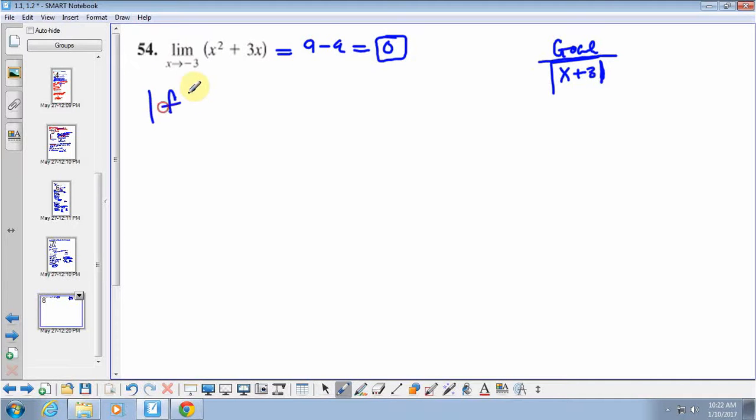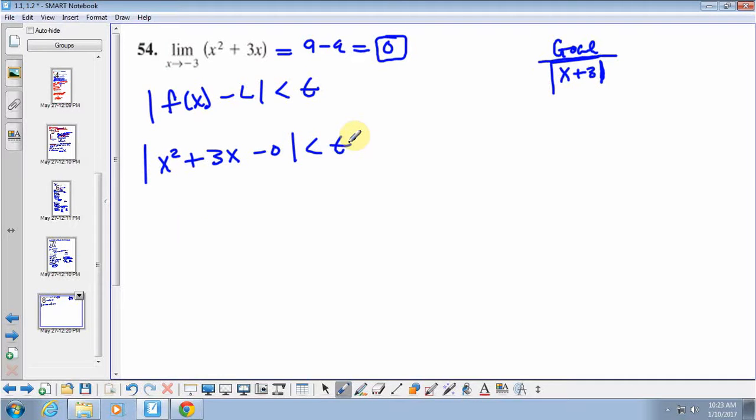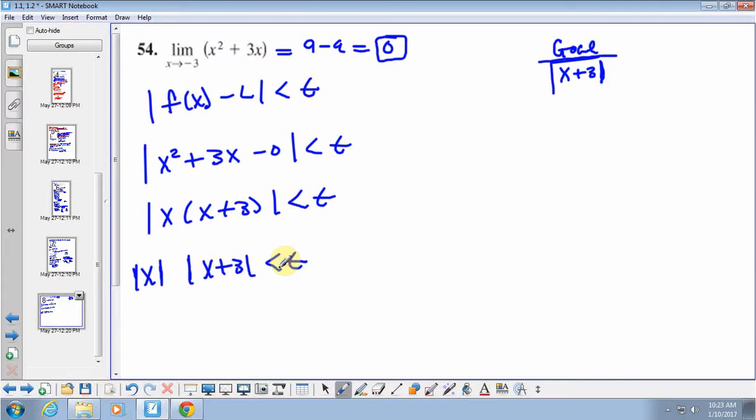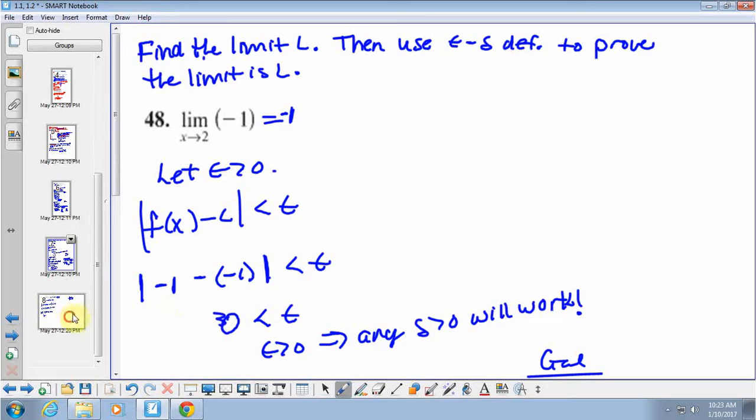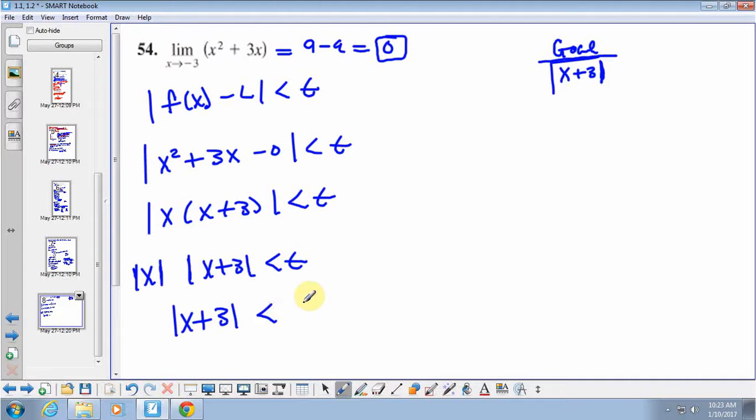So we look at the absolute value of f of x minus L being less than epsilon. f of x is x squared plus 3x. L is what? 0. So that 0 can go away, and I can factor an x out and have x plus 3. Right? So I can call this the absolute value of x times the absolute value of x plus 3 is less than epsilon. So the absolute value of x plus 3 is less than epsilon over the absolute value of x.